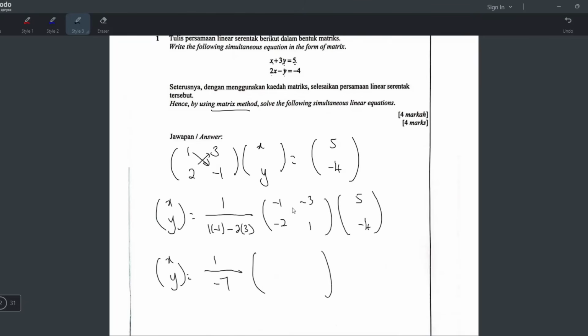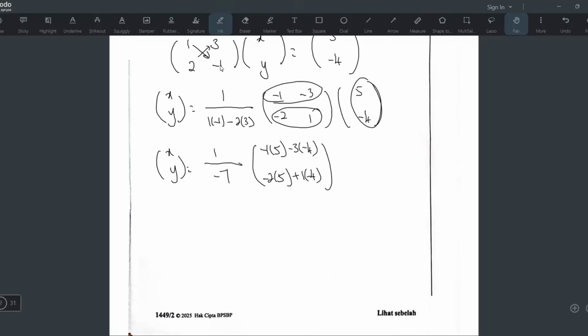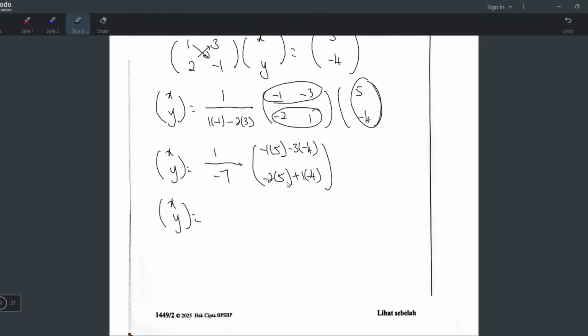Okay, and cara kita darab is macam ni, horizontal darab vertical, and then tulis atas, and then horizontal darab vertical, tulis bawah. Okay, all right, let's start with the first pair, -1 times 5, and then -3 times -4, like that. And then the next one will be second row times first column, so -2 times 5, and then 1 times -4. Okay, if there's nothing in between means plus, right? Okay, sampai sini kita boleh buat yang tambah tolak dulu. So the 1 over -7, leave it first.